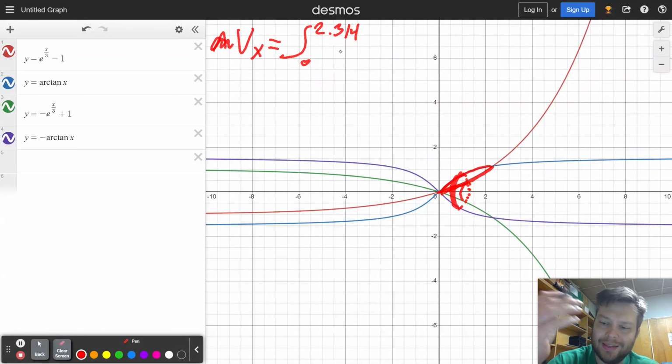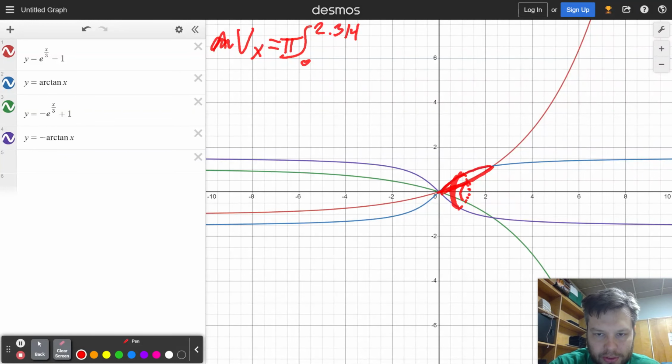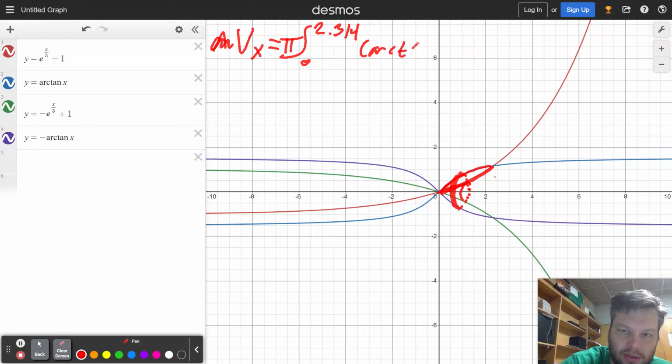Everything's going to have a pi in it. We're going to do pi times the big radius squared minus pi times the little radius squared. So I'm just going to put a pi in front of it all. The big radius is the outer function. The outer function looks like arctan. So we're going to do arctan of x squared. And then the inner function is e to the x over 3 minus 1 squared dx.